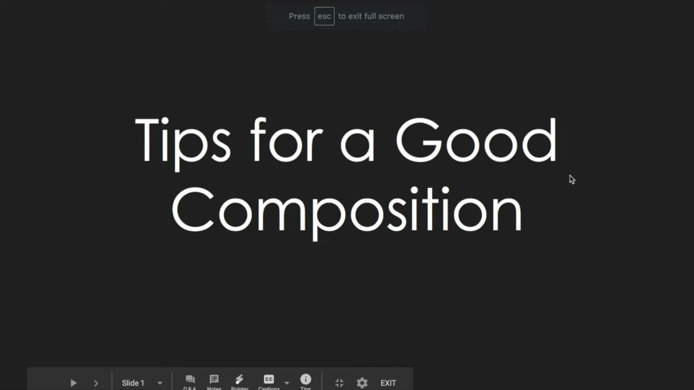Hey students, so you should have your paper all set up for your tips for good composition, some notes that you're going to take today, and a little drawing that you're going to do. So today we're going to learn about composition and what all of that means.